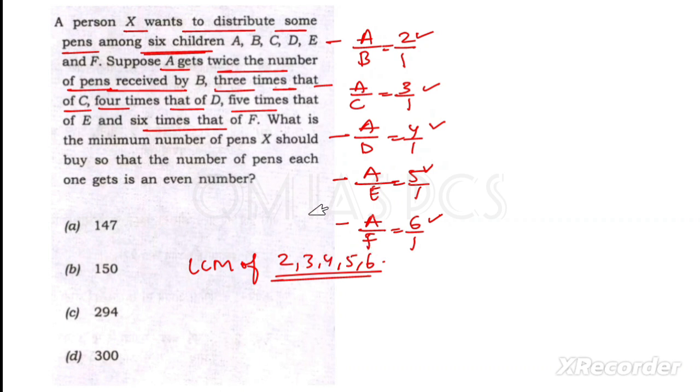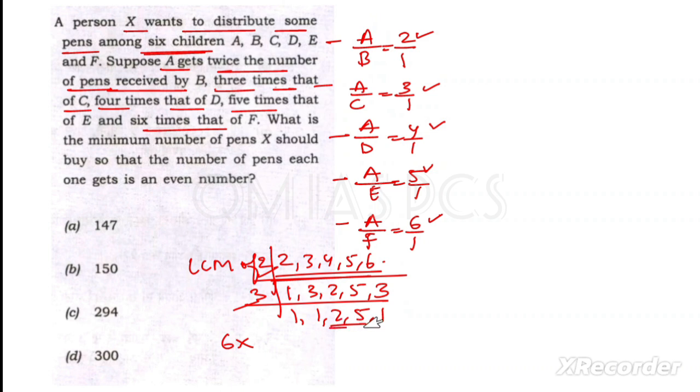Then the LCM of 2, 3, 4, 5, 6 is 60. That means we have to write 2 here, so it will be 1, 3, 2, 5, and this is 3. Okay, 1, 3, 2, 5, 3. Next thing is 3, so it will be 1, 1, 2, 5 and 1. Now we can multiply 2 by 3, that is 6, and 6 times 10 will be 60. Now we can make it 60 by multiplying by 30, so it will be 60 by 30.